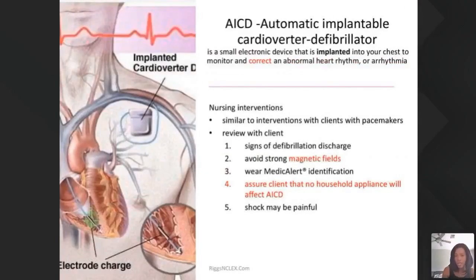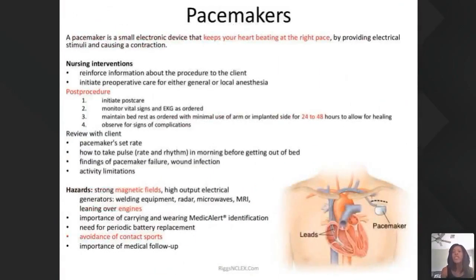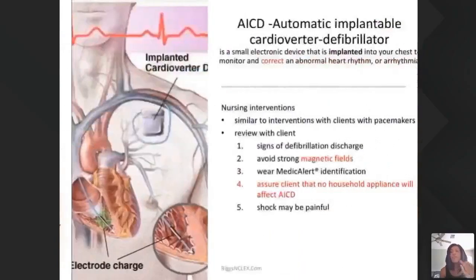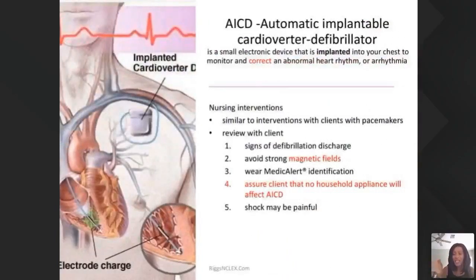But don't mix up a pacemaker, which only keeps the heart beating regularly, with an AICD. An AICD is an automatic implanted cardioverter defibrillator. You're familiar with the AED, automated external defibrillator. This is a device that is implanted in your chest, and its goal is to correct abnormal rhythm. Your heart goes into VFib, and if you have an AICD, it's going to correct that abnormal rhythm. Same as before, avoid the magnetic field because it's metal.